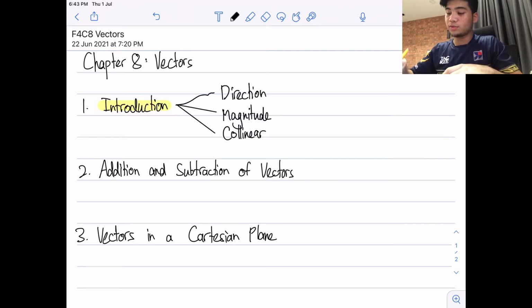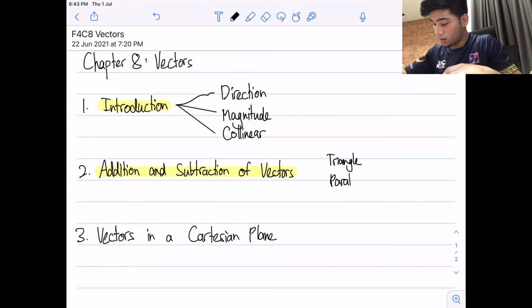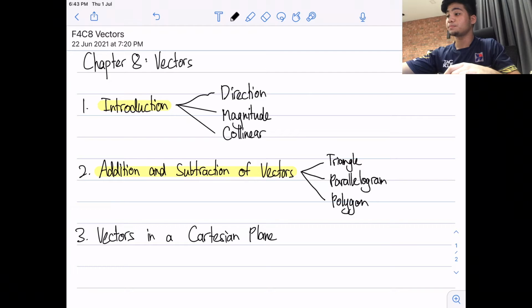And then we're also going to be looking into the addition and subtraction of vectors, where we're going to see some laws, mainly the triangle law, the parallelogram law, and finally the polygon law. They're mostly the same when you go through them, all similar concepts. We just have to understand them.